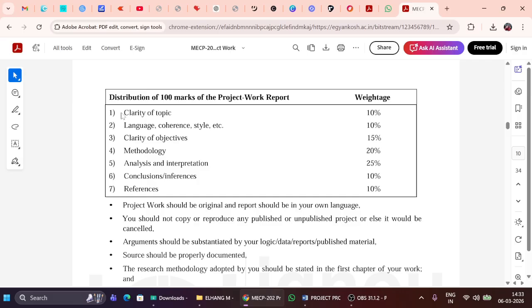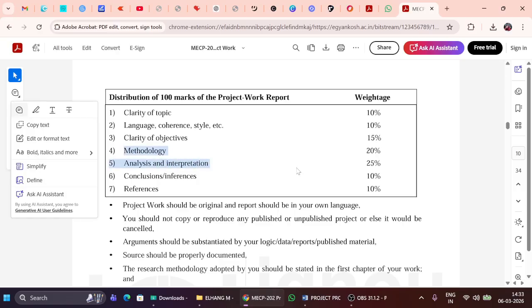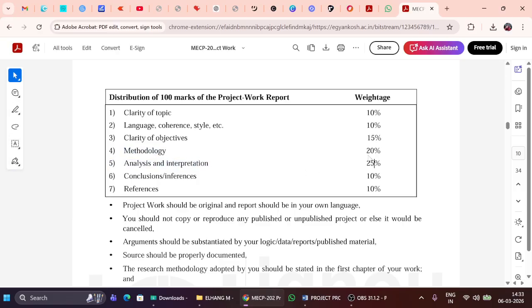Now see, in your dissertation work or project work, clarity of topic carries 10% marks, language, coherence and style 10%, clarity of objectives 15%, methodology 20%, analysis and interpretation 25%. So your analysis and methodology carry most of the marks of your project report. You have to be careful while writing it.